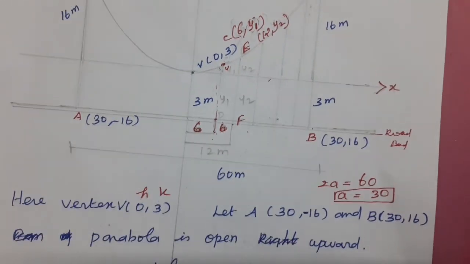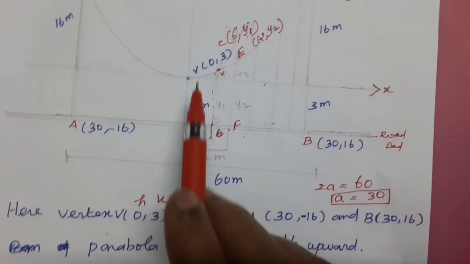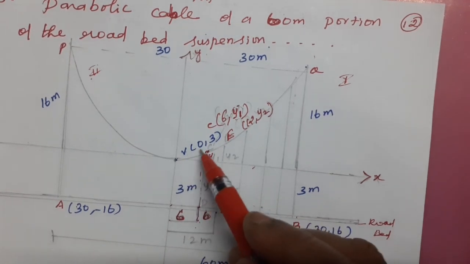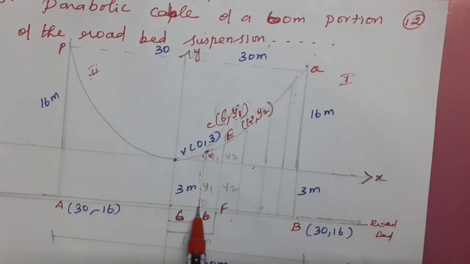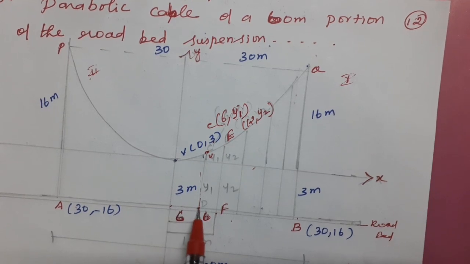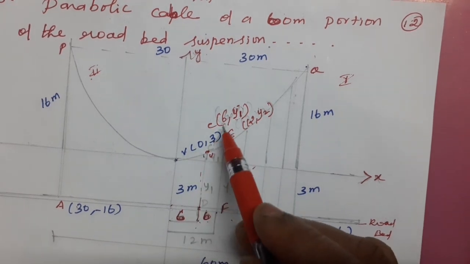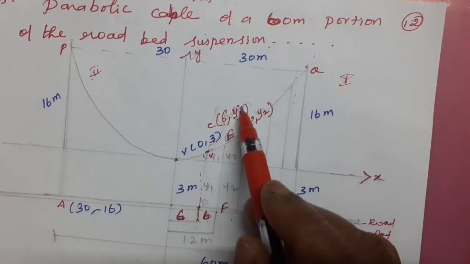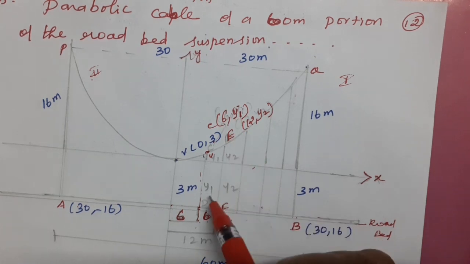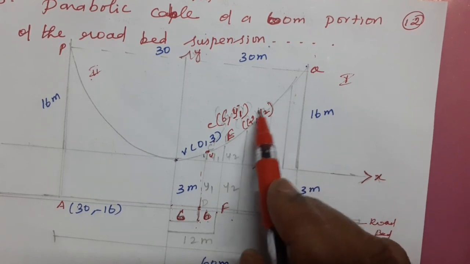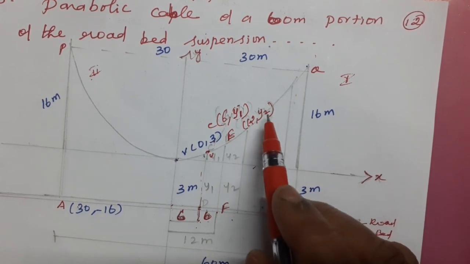Next, from the road bed, the vertex is at 3 meter height. So the vertex is 0, 3. The distance from the vertex to the first cable is 6 meter. The distance between each two cables is also 6 meter. Therefore we are going to find C of 6, y1. y1 is the length of the first cable. E point is 6 plus 6 is 12, so 12, y2. y2 is the length of the second cable.